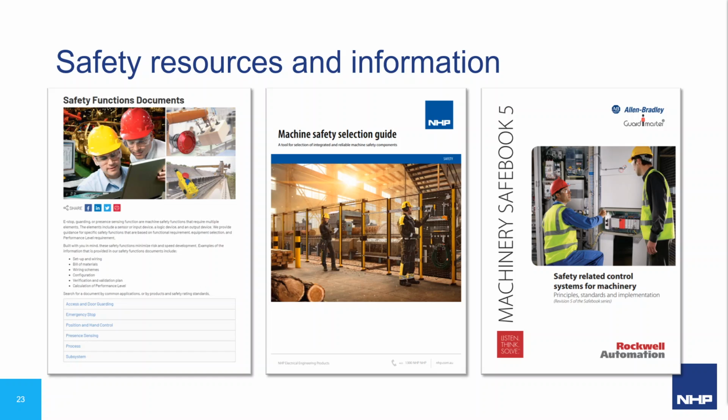For more information on the selection or even just on machine safety in general, there's a wealth of information available in the NHP Machine Safety Selection Guide. I also highly recommend reading through the Rockwell Automation Machinery Safebook 5, which is a bit more advanced but provides fantastic guidance around the designing and navigation of machine safety control systems.